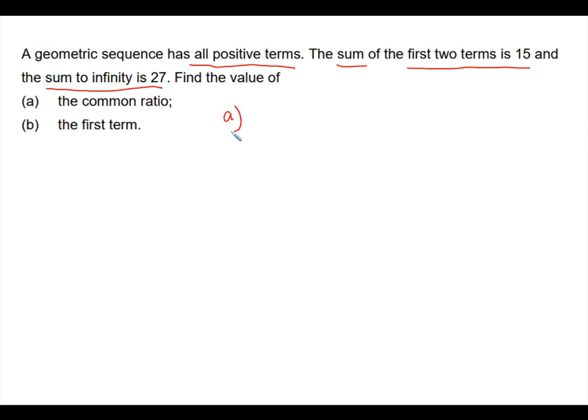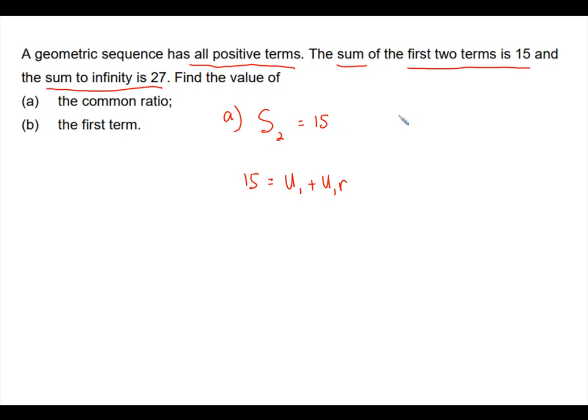Okay, so first of all, let's take a look at the information we have. The sum of the first two terms is equal to 15. So we can also write this as 15 is equal to the first term, which we don't know, plus the second term, which we don't know, but we can write it as the first term times whatever R is, because that would give us the second term, right?